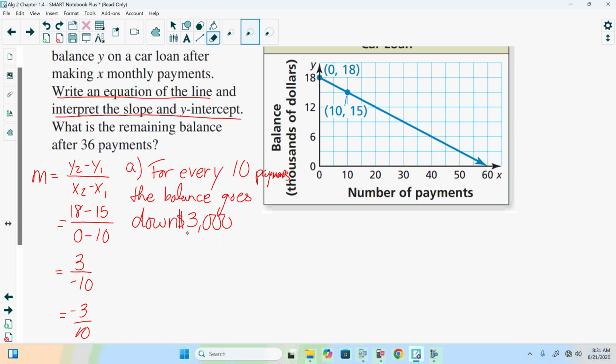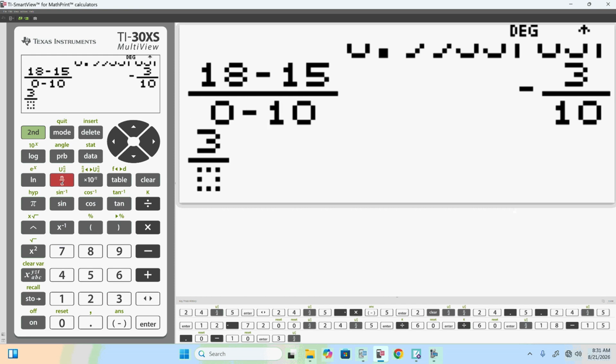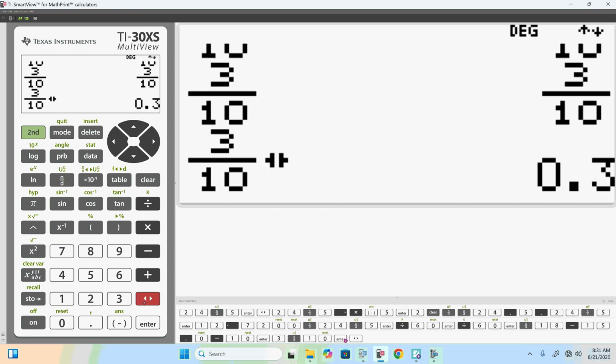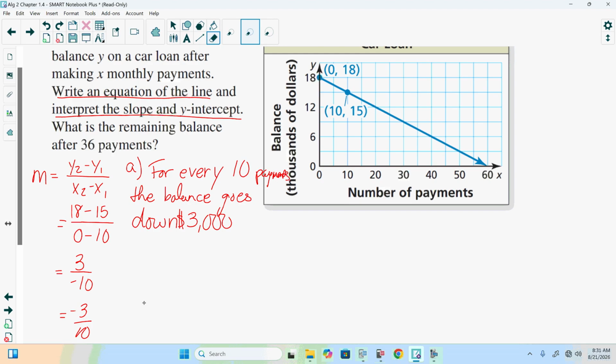No, that makes sense because you're making one payment a month. So 10 payments is almost a full year, and it's going to go down $3,000. That kind of makes some sense. Because 3/10 as a decimal is 0.3, we're saying for every month, it's going down $300. That's doable. That's reasonable.